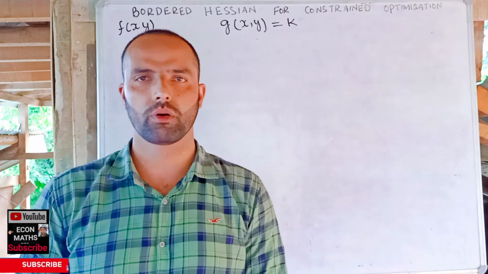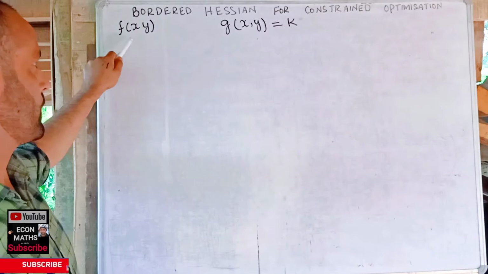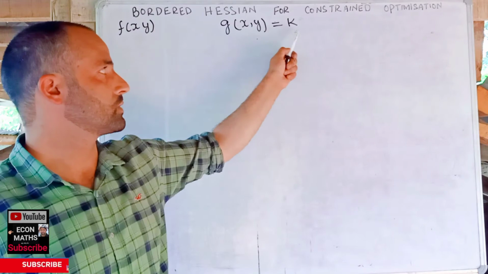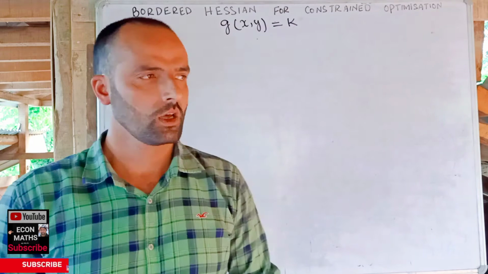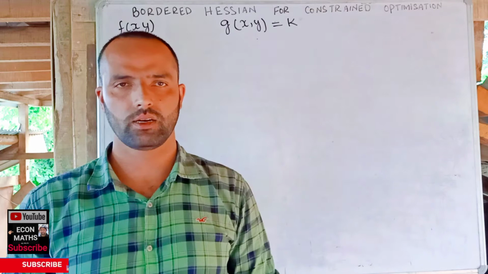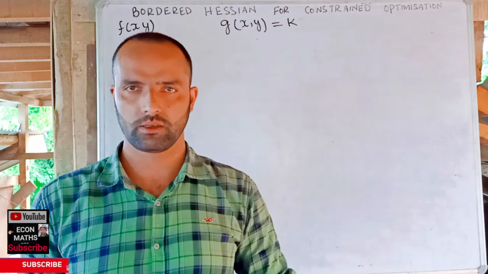In this video on the mathematical economics series, we will discuss the bordered Hessian for constrained optimization. Suppose we are given a multivariable function f of x, y, subject to the constraint that g of x, y is equal to k, and we have to optimize this function. Since it is a multivariable function with a constraint, we say it is a constrained optimization. To optimize these multivariable functions with the constraint, we form another function. Now, how is the new function formed?